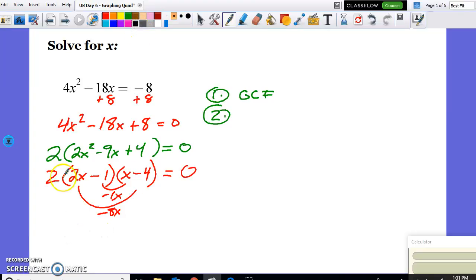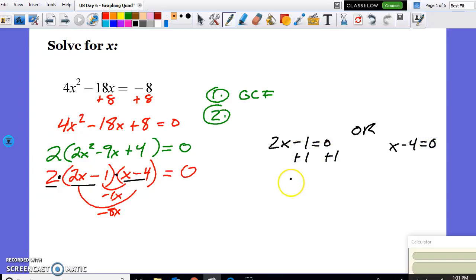Now, because this equation is a product of numbers equaling 0, I know by the zero product property that one of these factors has to be 0. Now, 2 can't be 0. It's already 2. So 2x minus 1 will be set equal to 0, or x minus 4 equals 0. And I can't just use the opposite signs here, because if I use the opposite signs, especially with the first factor, I won't get the right answer.